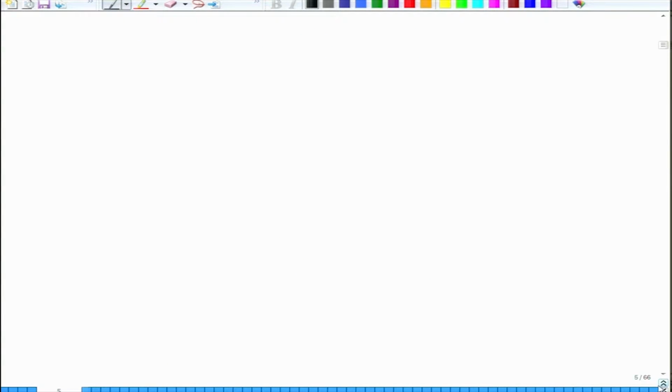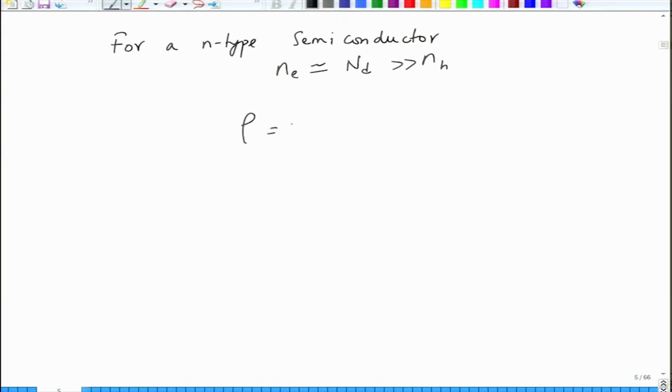Now you can obviously see from this, for an n type semiconductor, you know that Ne is equal to Nd, which is a lot greater than NH. As a result, the resistivity of an n type material will be equal to 1 over Q Nd into mu E for an n type.